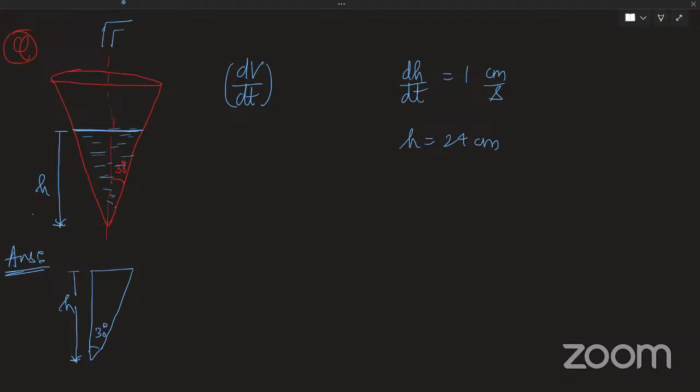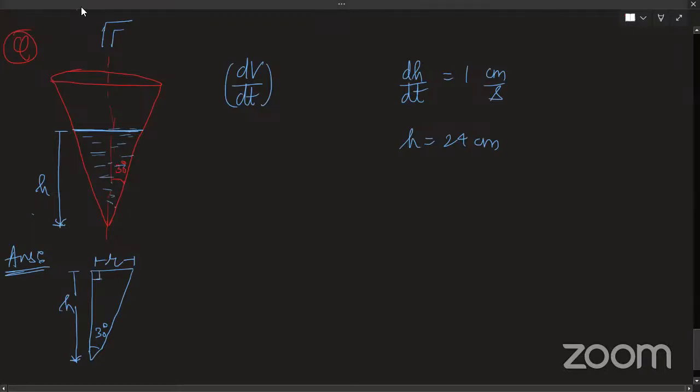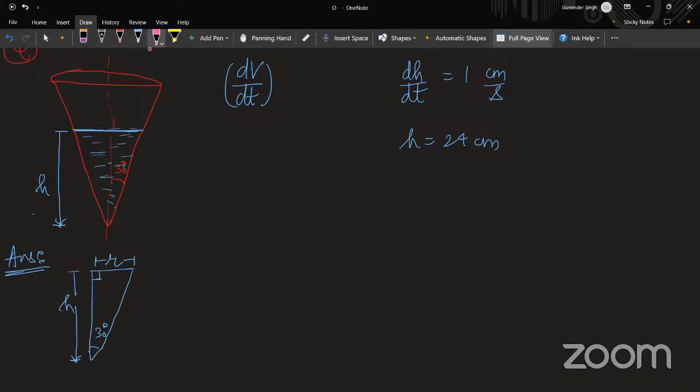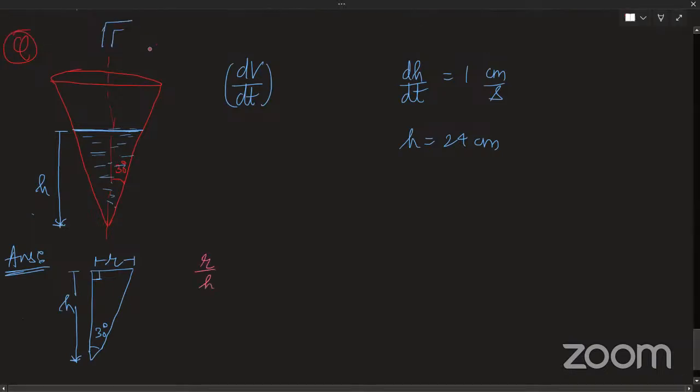If I assume this thing as r, can I apply trigonometry? r by h will be tan of 30 degrees. What is the value of tan 30? 1 by root 3. So do I know my radius also? My radius is h by root 3.